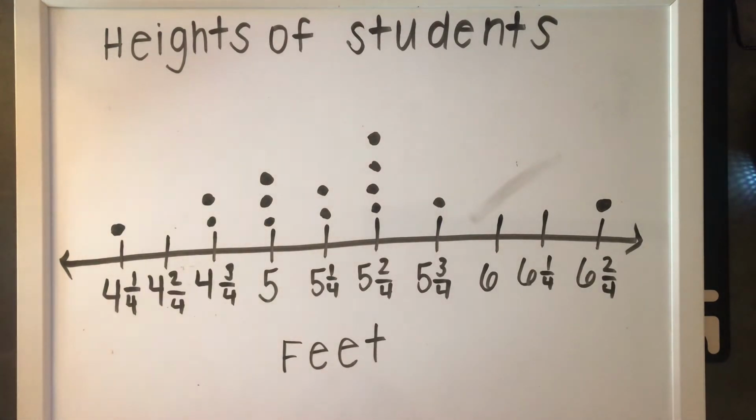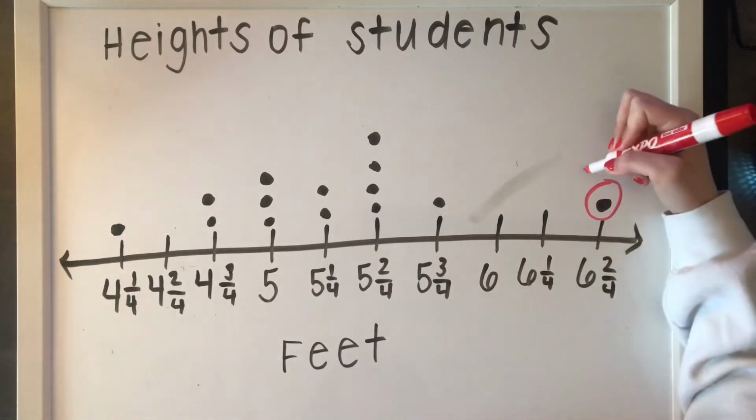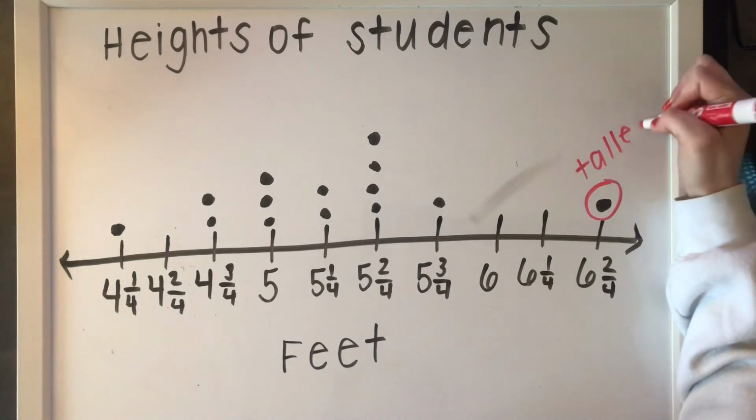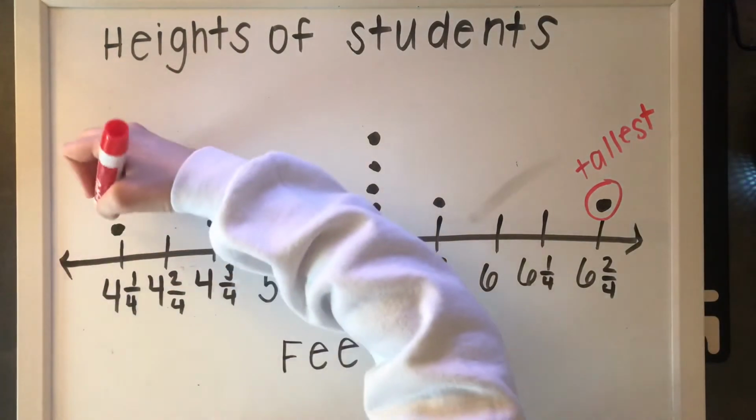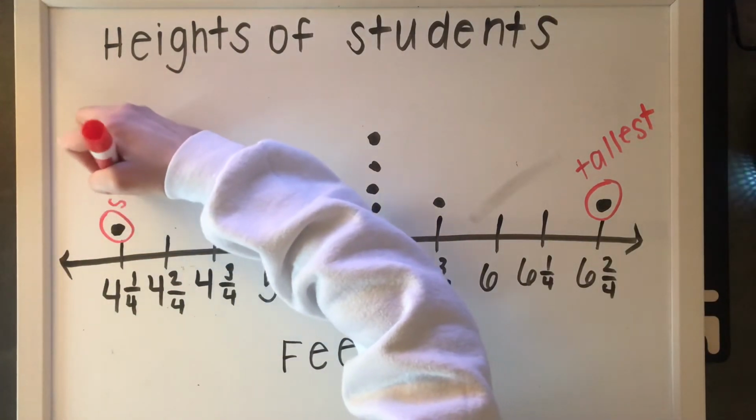We know when we hear difference that they're usually signaling that you're going to be subtracting, which is exactly what you would do in this case. So if we are trying to find the difference of the tallest and shortest students, first we need to find the tallest and shortest students. So I know that on this line plot, the largest number that has a point plotted over it is 6 2/4. So this is the tallest student. And the smallest number that has a point plotted over it is 4 1/4. This is the shortest student.